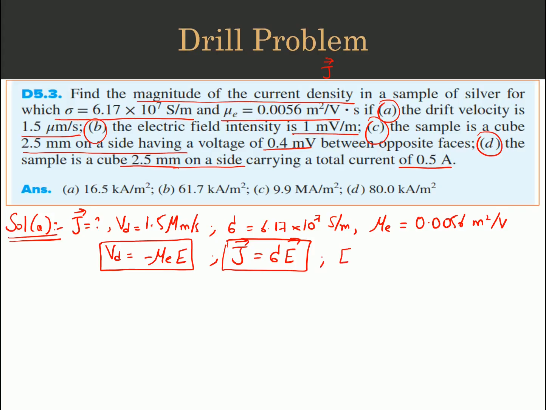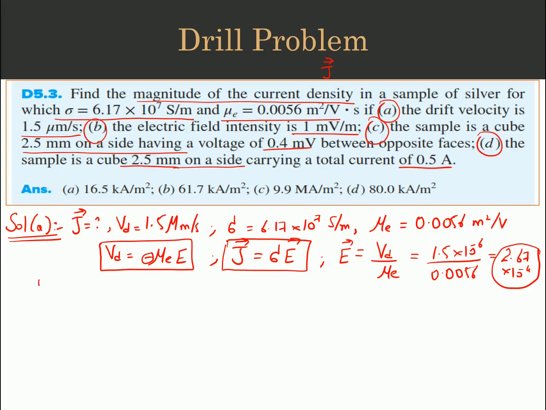So this means that electric field intensity is drift velocity divided by minus mu e. Just input the values: 1.5 into 10 raised to power minus 6 divided by 0.0056, and this is a negative one, and the answer comes out to be 2.67 into 10 raised to power minus 4. Keep in mind that this negative sign shows that this is an electron. So we are not going to use the negative sign here, because the negative sign indicates that this is an electron.